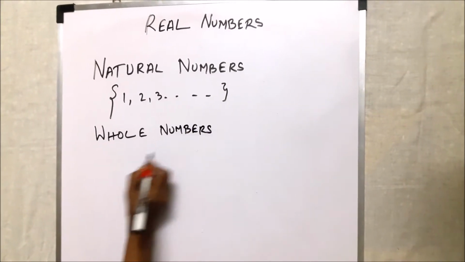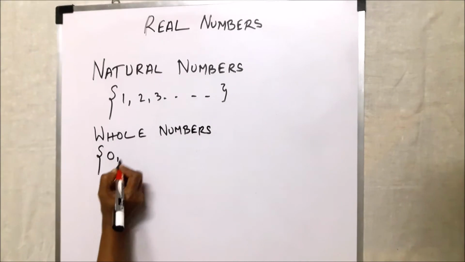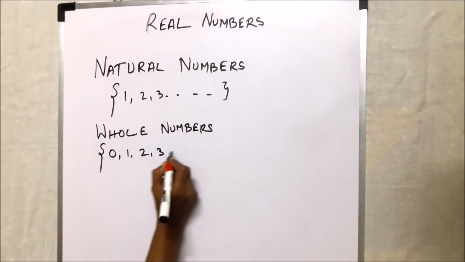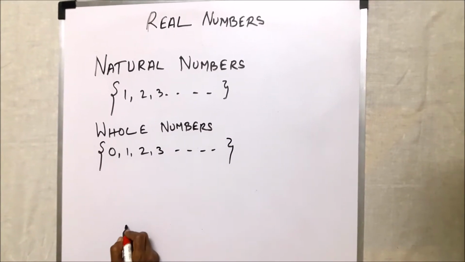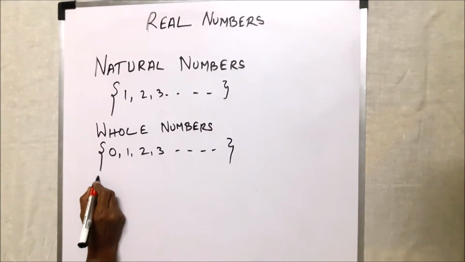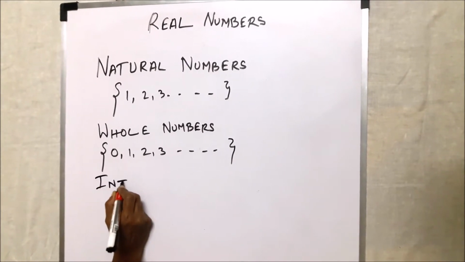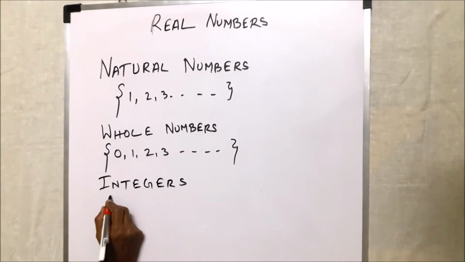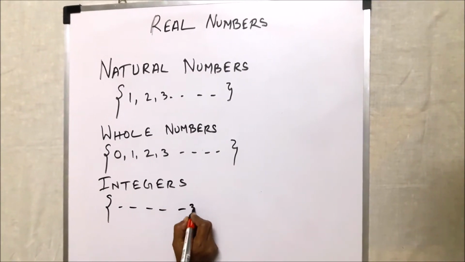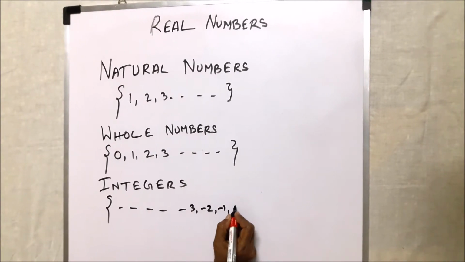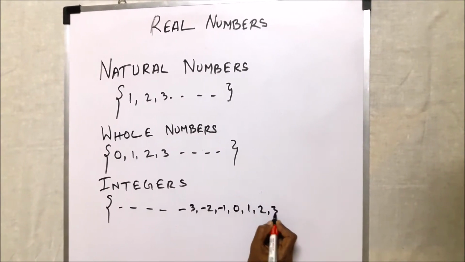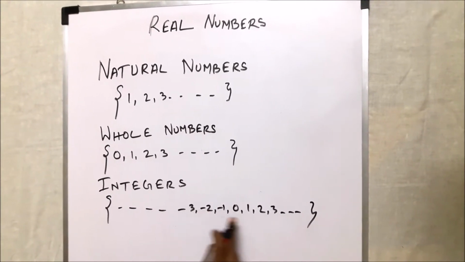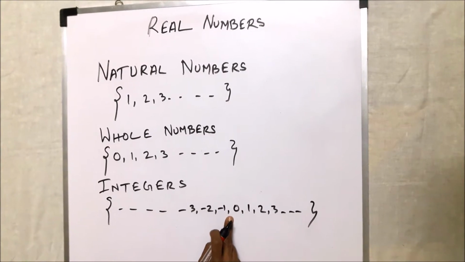What are whole numbers? Whole numbers include 0 along with the natural numbers. Then comes the next bigger set, integers. What are integers? Integers are the numbers which consist of negative numbers as well as positive numbers, including 0.